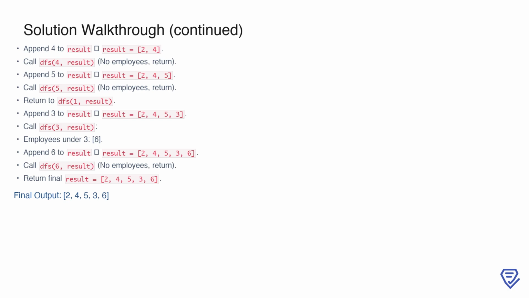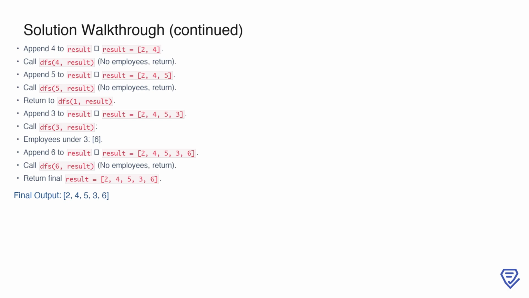Next, we append 5 to the result, updating it to 2, 4, 5, and call DFS for employee 5. Again, since employee 5 has no reports, the function returns. At this point, we return to manager 1's DFS and append 3 to the result, making it 2, 4, 5, 3. We then call DFS for manager 3, who has 1 employee, 6. In manager 3's DFS, we append 6 to the result, resulting in 2, 4, 5, 3, 6, and call DFS for employee 6.